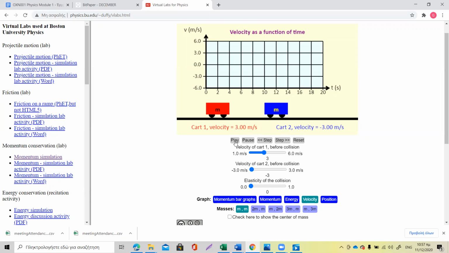We click play. You can see that after the collision, let me show it again. You can see that after the collision, the combined mass remains at rest, which means that the momenta of the two moving objects before the collision had opposite directions and equal magnitudes.